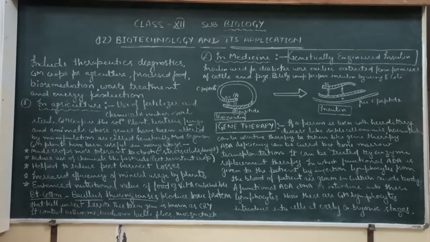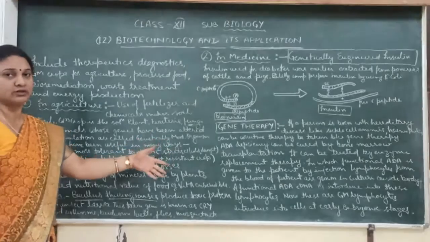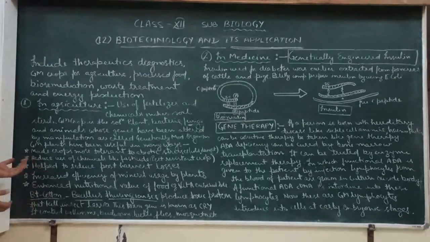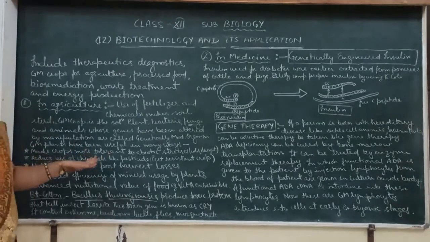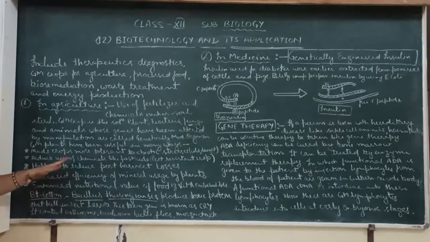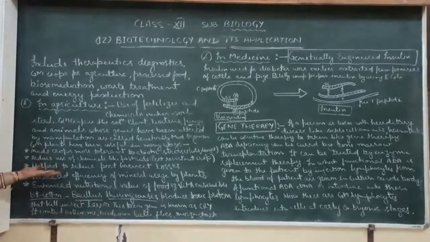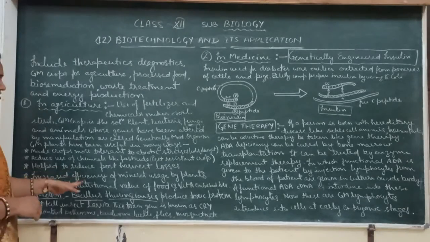And these GM plants have been useful in many ways. They make crops more tolerant to abiotic stresses, which are caused by abiotic factors like cold and drought conditions. Second, they reduce the use of chemicals like pesticides. We can use pest resistant crops, insect resistant crops, so the use of chemicals is reduced. Then third is that they help to reduce post-harvest losses. Then increased efficiency of mineral use by plants. These modified plants are more efficient in using minerals from the soil. Then the last one is enhanced nutritional value of food.